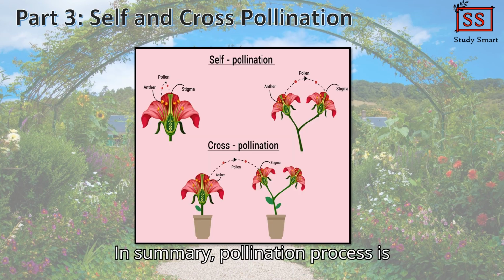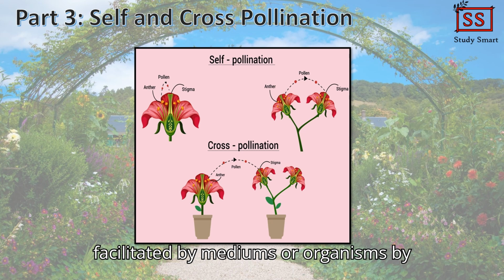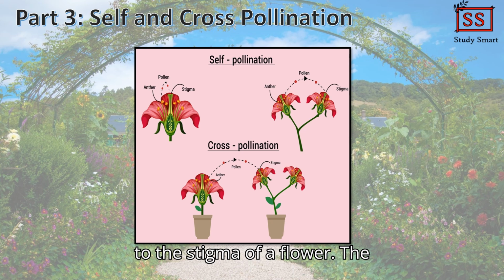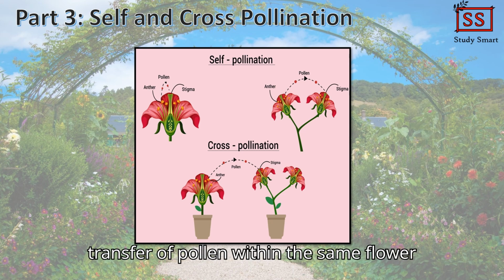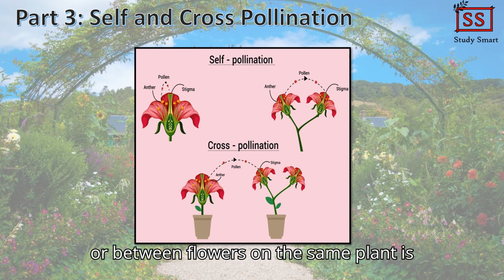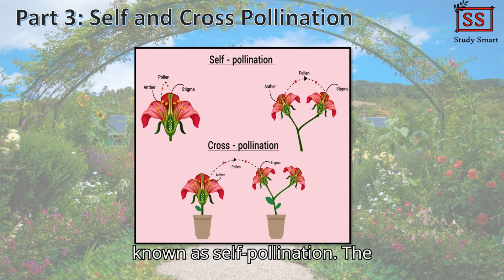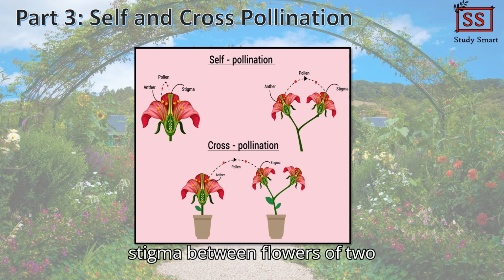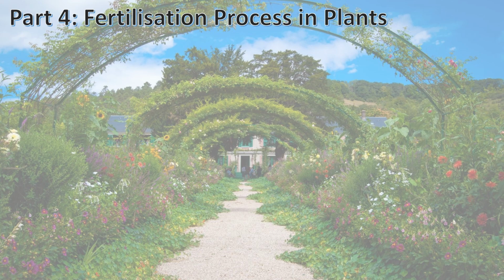In summary, pollination process is facilitated by mediums or organisms by transferring the pollen from the anther to the stigma of a flower. The transfer of pollen within the same flower or between flowers on the same plant is known as self-pollination. The transfer of pollen from the anther to the stigma within flowers of two different plants is known as cross-pollination.